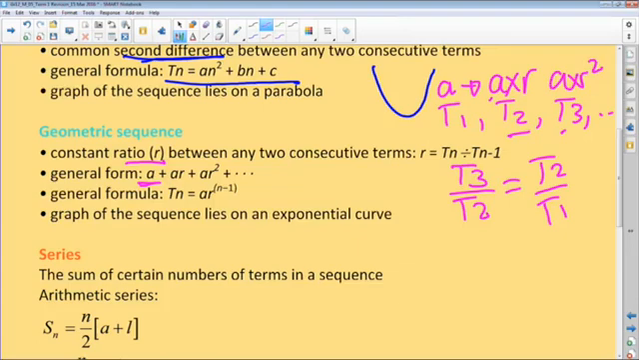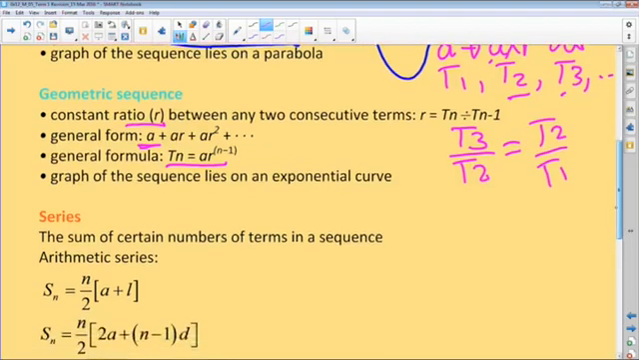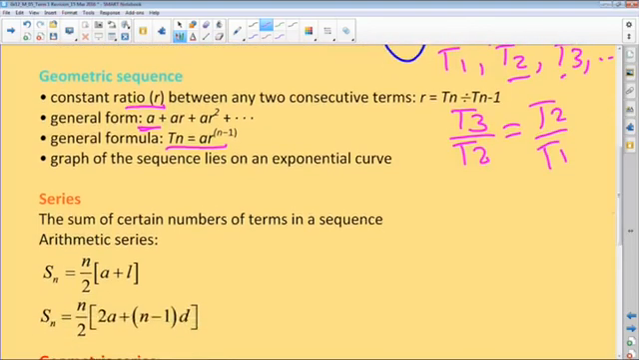The general formula you use for a geometric sequence, Tn, is equal to a times your ratio r to the power n minus 1. And if you had to graph this sequence, it would lie on an exponential curve.